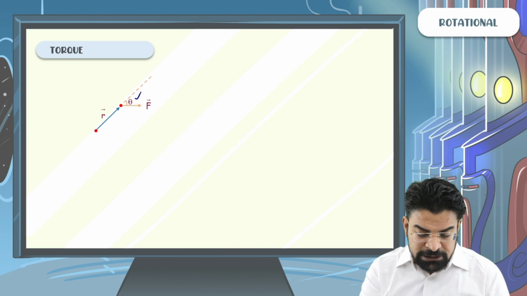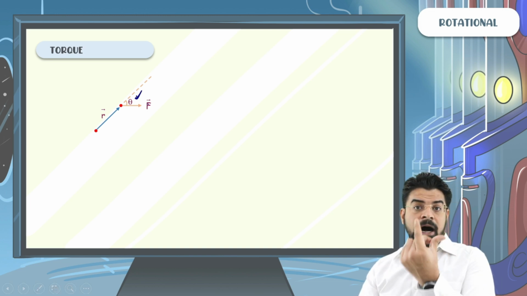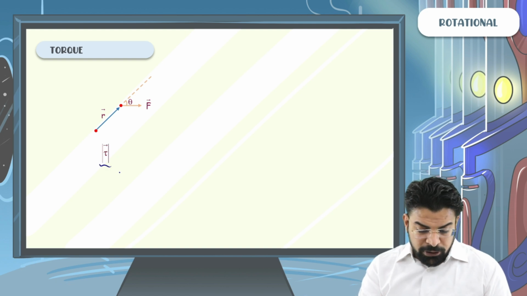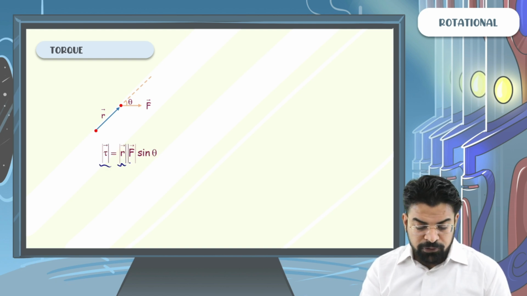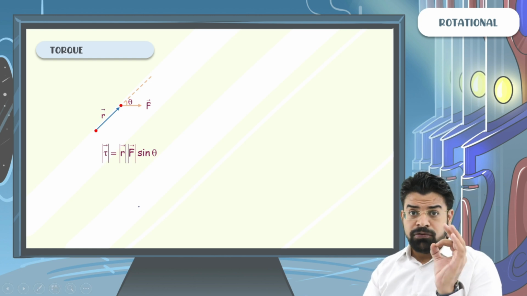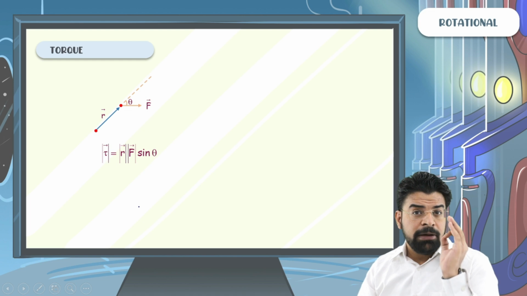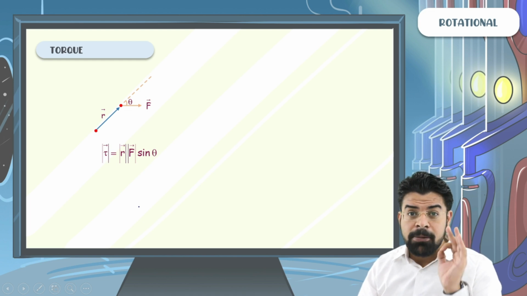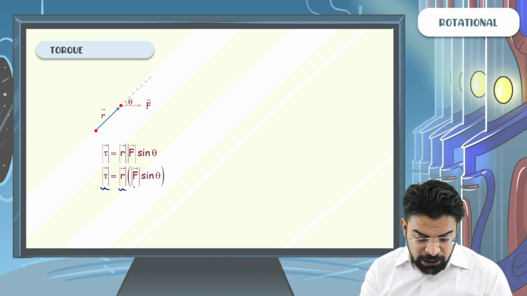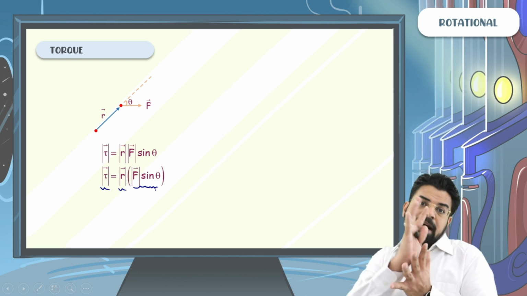So what does this theta represent here? The angle between the R and F vectors. So the magnitude of torque equals the magnitude of R into the magnitude of F into sine of the angle between them. You can even think of the magnitude of torque as equal to the magnitude of R into the magnitude of F sine theta.